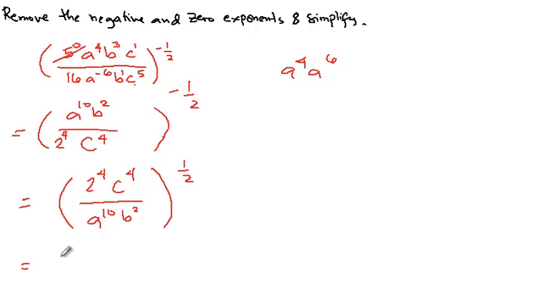Next, you now do the multiplication. Okay? 2 to the 4th to the 1/2. That's simply what? 2 to the 2. C to the 4th to the 1/2. That's simply 4 times 1/2 is 2. A to the 10 times 1/2, that's a to the 5. Then we'll have b. Okay?